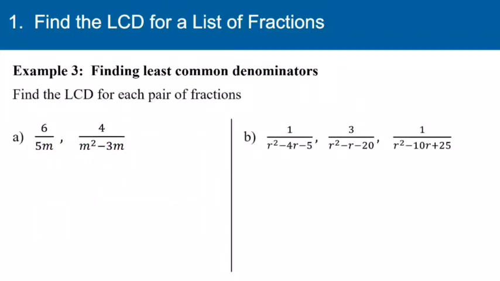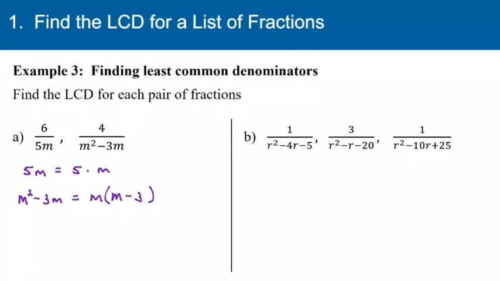All right, now in example 3, we're getting into some denominators that are more than one term. So they're not just monomials anymore, but we will still find the common denominator the same way. So let's start with part A here. So we have our first denominator 5m, and that really can't be factored. But the second denominator is m squared minus 3m. So we see here that we have a GCF of m. So let's factor out that m. That's going to give us m times m minus 3.